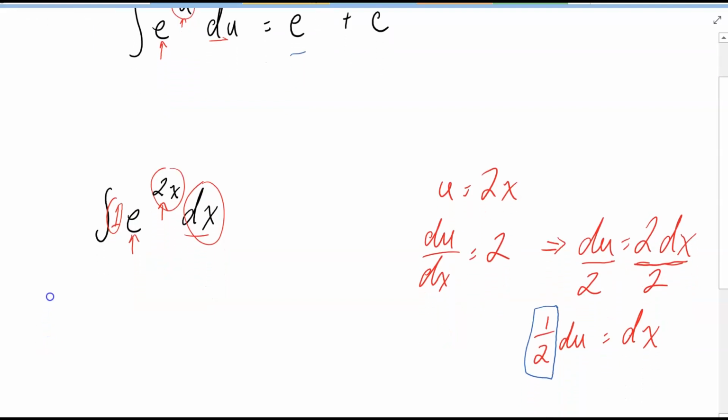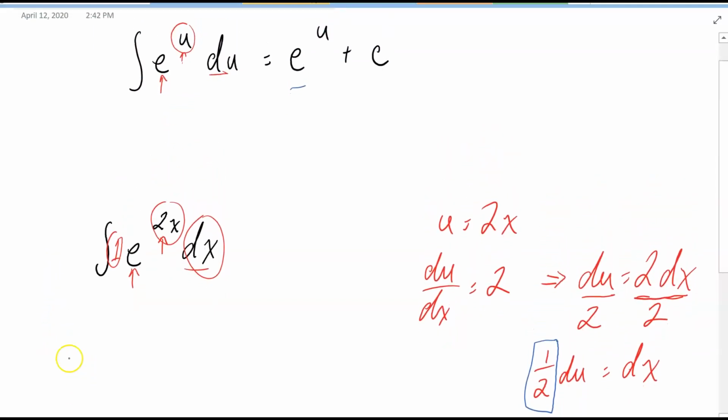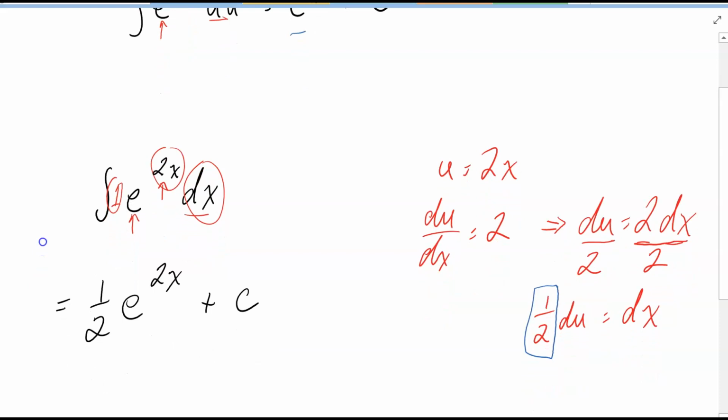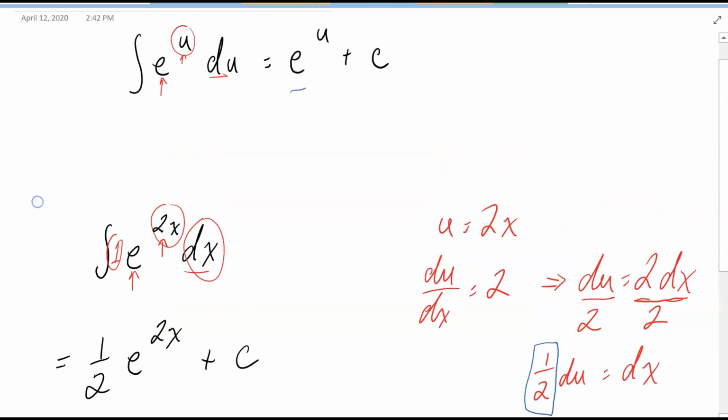So now that I have found that, I can now say, okay, then this is equal to 1/2 e to the 2x plus c. And if you try to take the derivative of that, you will find that you get back to this integrand that we started out with, e to the 2x.